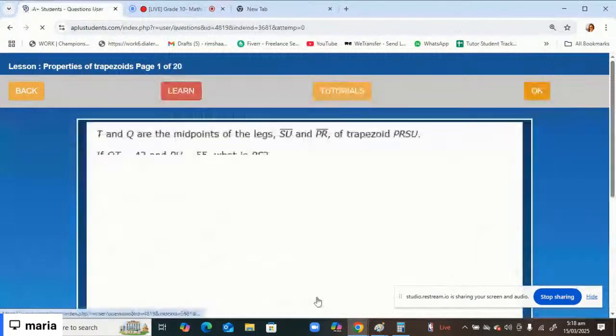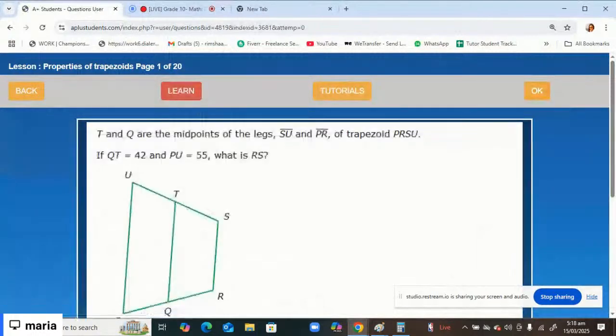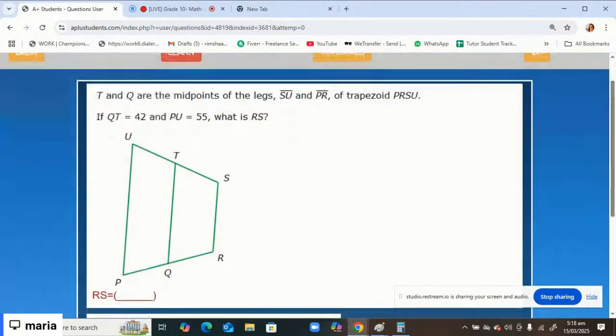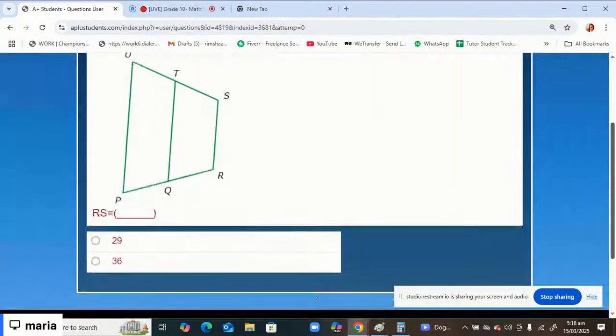Let's discuss the test questions. Now here T and Q are the midpoints of the legs. SU and PR are parallel, the trapezoid PRSU. If QT is given, which is 42, and PU is given, which is 55, what is SR? As we know that T and Q are the midpoints of UP and SR, then just placing the same thing we have done in it. Let's do it.